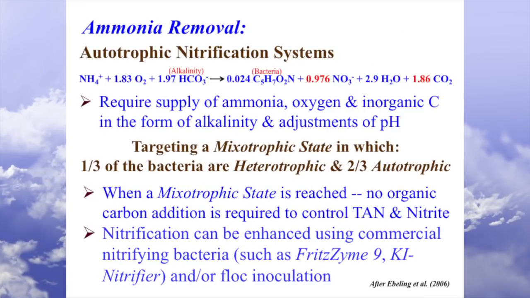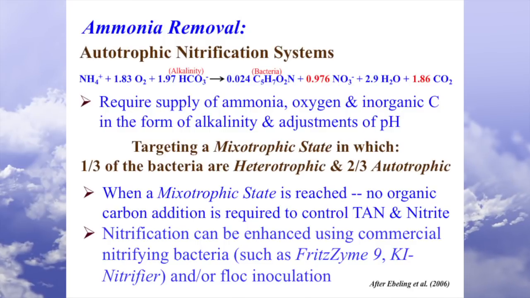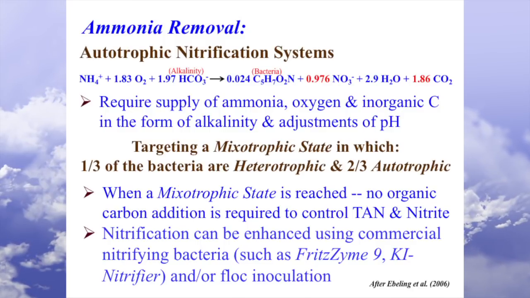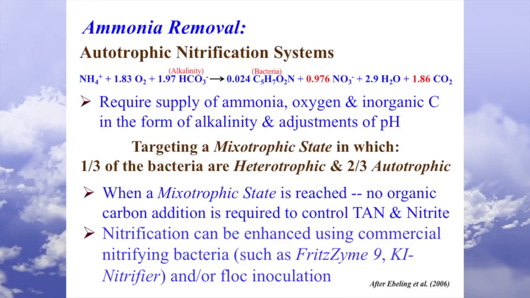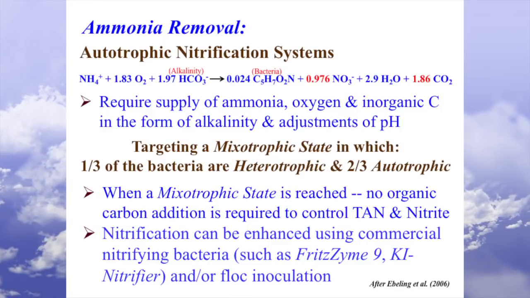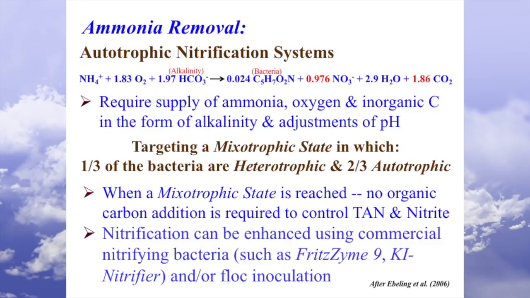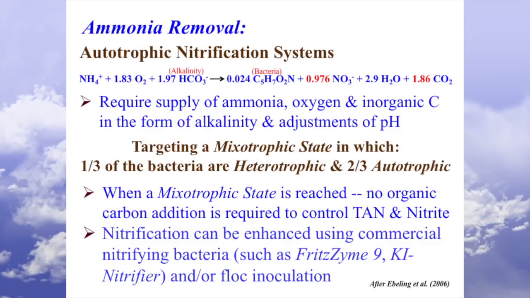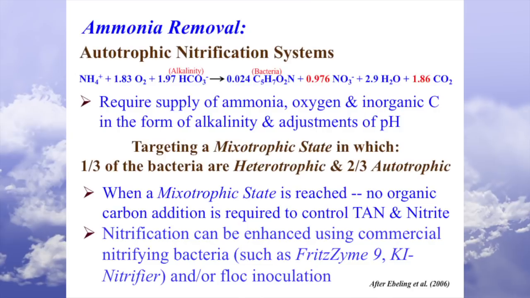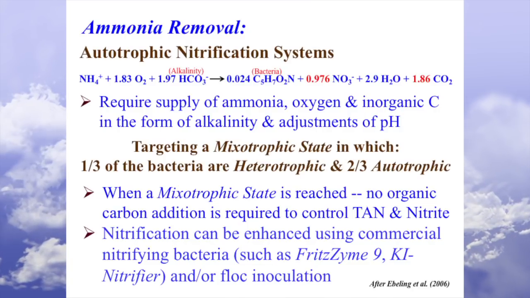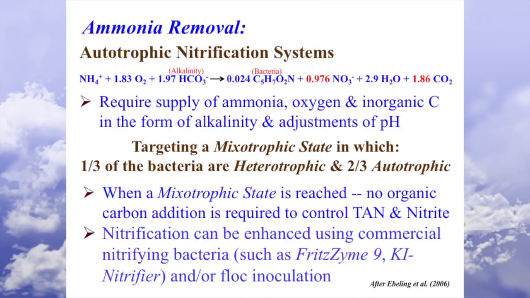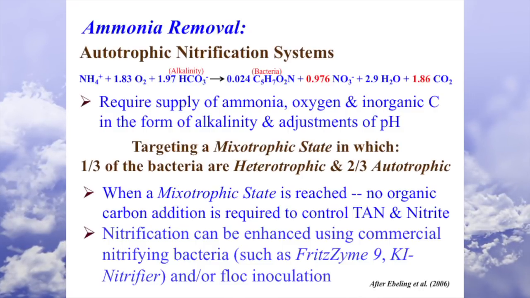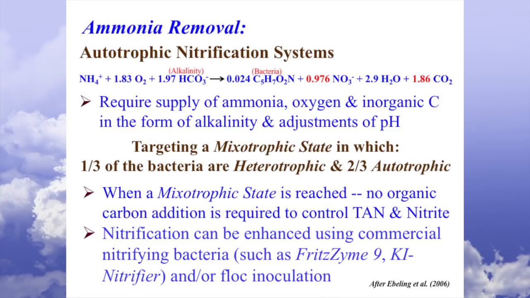Autotrophic nitrification, basically you have the ammonia, you have oxygen, you have alkalinity, inorganic carbon supplementation, you get bacterial biomass, you get NO3 as an end product, water, and some CO2. It requires supply of ammonia, oxygen, inorganic carbon in the form of alkalinity, and adjustment of pH. Targeting a mixotrophic system where 1/3 of the bacteria are heterotrophic and the rest are nitrifying bacteria.